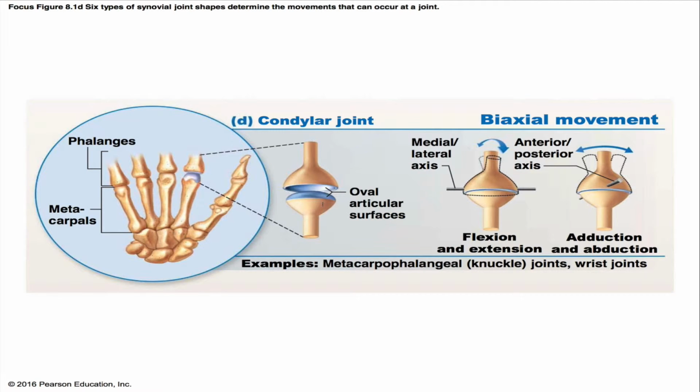Now, this is an example of a condylar joint over here, and what we see over here is that both articulating bones are oval in their surfaces. So you have in this picture an example of the metacarpophalangeal joint or the knuckle joint, and what we see here is that we end up getting this biaxial movement. One movement allows for flexion and extension to take place, and that's going to be along the medial lateral axis. And along the anterior posterior axis, we get abduction and adduction taking place in this condylar joint.